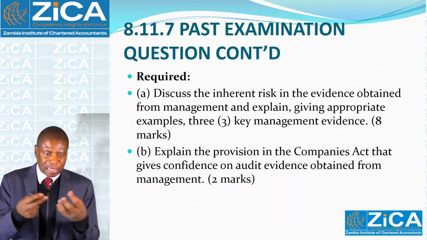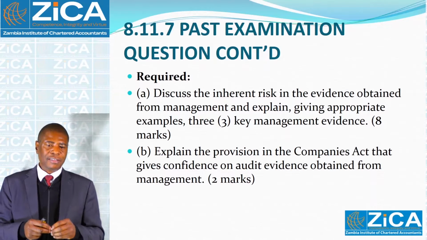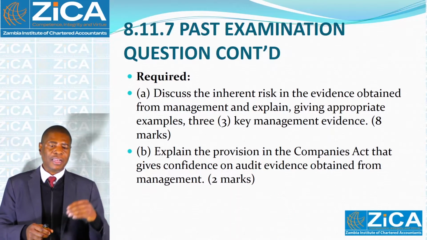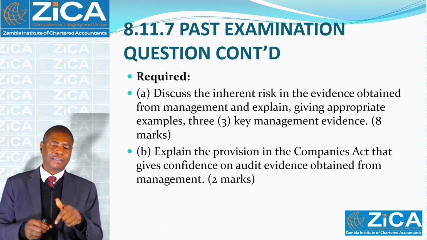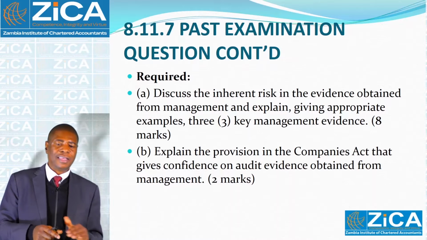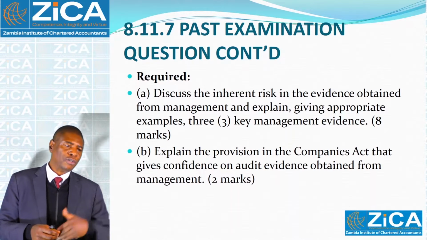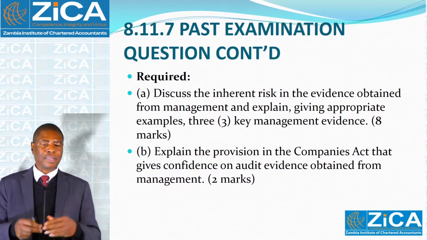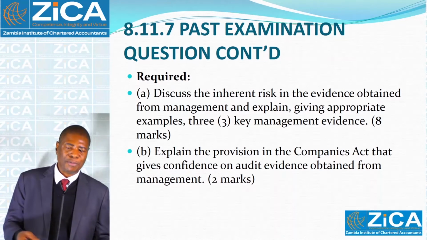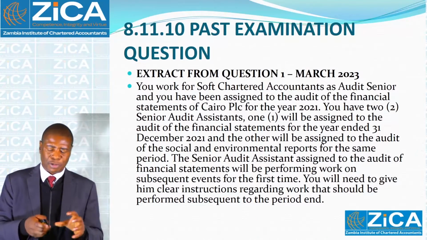So again, there is more than one part there. There were 8 marks. So students must have read the question clearly, taken a bit of time, and planned their answers. They should have been able to get these 8 marks. Then explain the provision of the Companies Act that gives confidence that whatever you're getting from management is okay. There are only 2 marks there. The Companies Act is very clear. If an officer of the company gives wrong information to the auditors, that is an offense. Because of that, you find that most of these chaps may give you more reliable information.